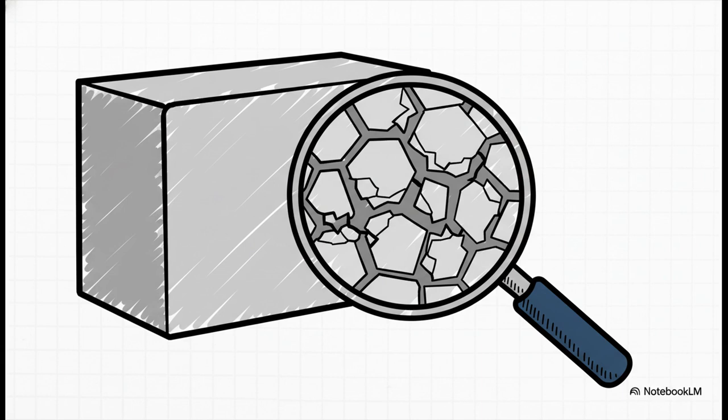And there are others, like intergranular corrosion. Now, this one is really sneaky. It doesn't eat the whole piece of metal. It attacks the glue that holds the tiny metal crystals together. So the surface can look totally fine, but underneath, the material is losing all its strength, basically getting ready to crumble from the inside out.